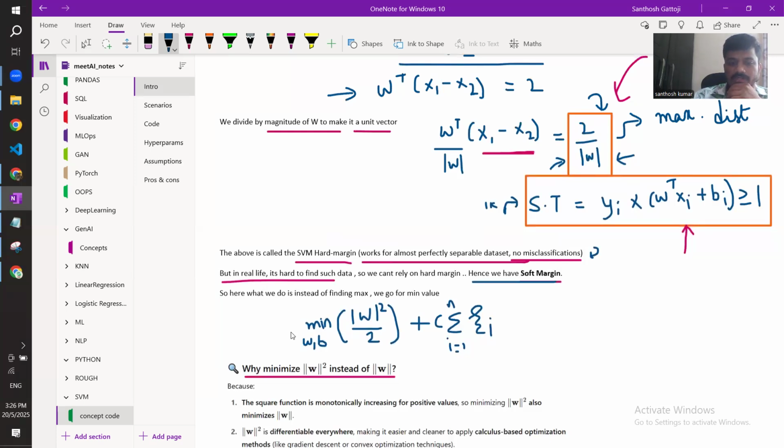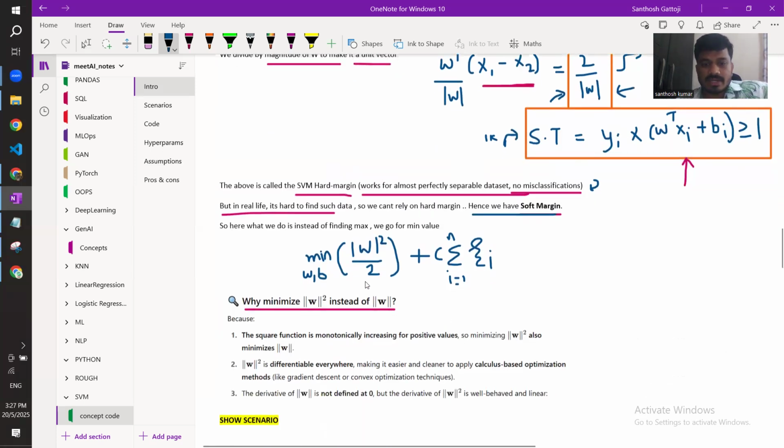In soft margin, this is the equation for soft margin. Here, we want the minimum of this. If you want maximum, the reverse will be minimum. Minimum of mod W square by 2 plus C summation of eta i. This is a Greek letter, eta i. But what is this? We are going to see.